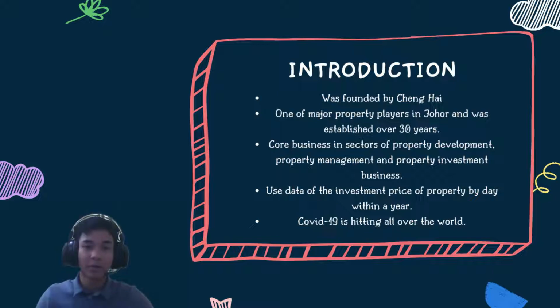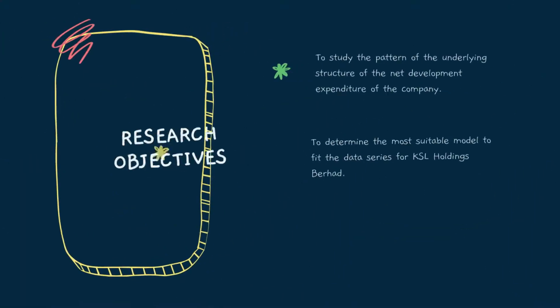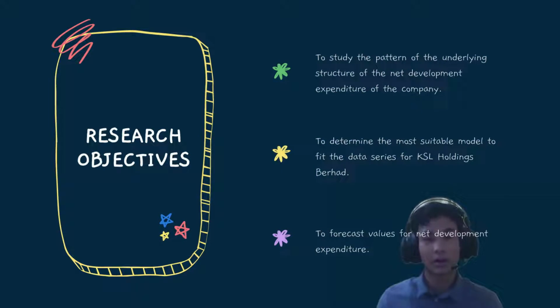Property development, property management, and property investing are the company's main businesses. We use data on property investment price each day over a year. The ability to forecast data is vital since it allows us to decide whether to invest in the firm. The firm, on the other hand, may make business judgments and develop strategies to increase profits. Because the COVID-19 pandemic is sweeping the world, the company must act quickly to deal with the situation and avoid declaring bankruptcy.